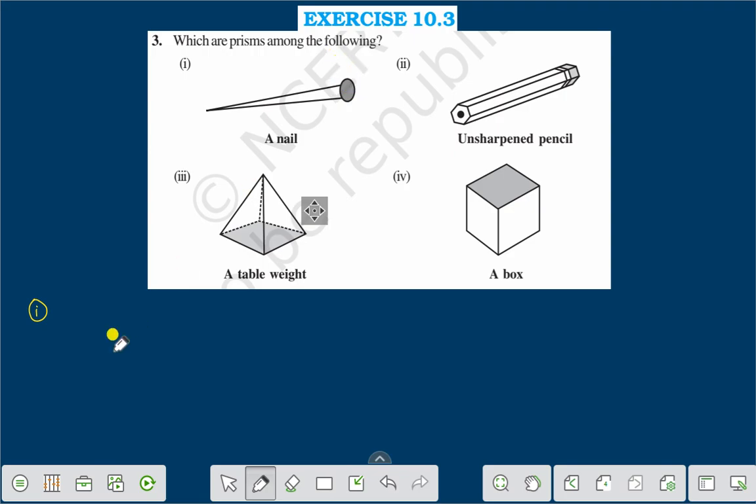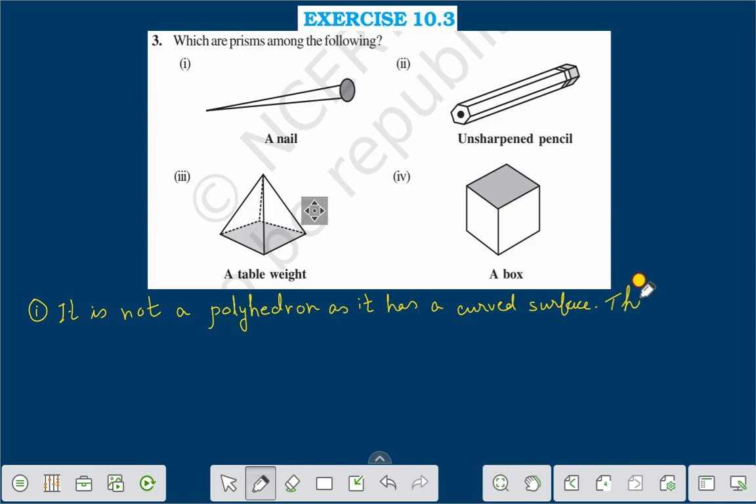Here you see there is a curved surface, right? So we can say it is not a polyhedron, as it has a curved surface. Therefore, it is not a prism.